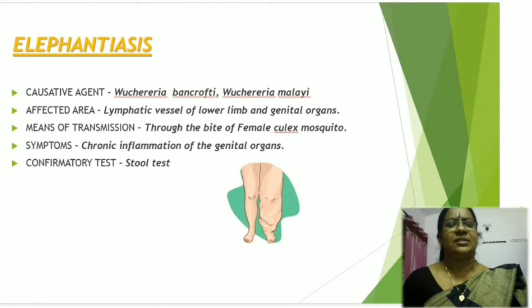The next disease is elephantiasis. Elephantiasis is caused by Wuchereria. It exists in two species, one is Wuchereria bancrofti and the other is Wuchereria malayi. The affected part is the lymphatic vessels of the lower limb and genital organs. This disease is transmitted from one person to another through the bite of the female Culex mosquito. The important symptoms are chronic inflammation of the genital organs and the lymphatic vessels of the lower limb.